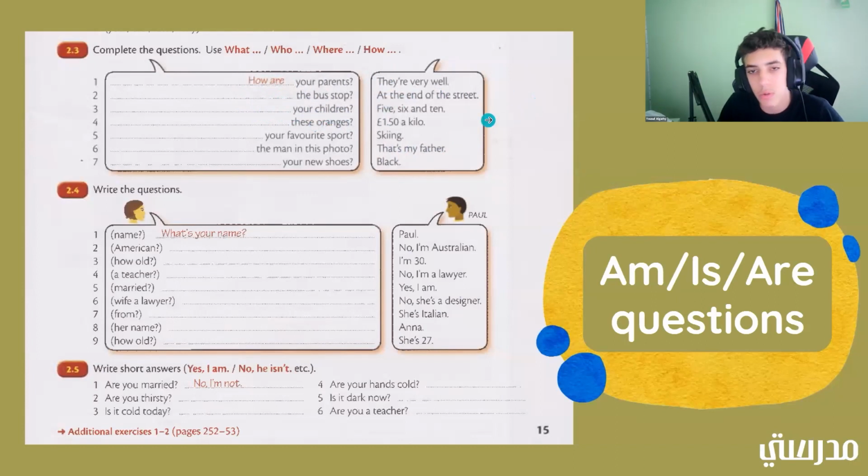So what this one is, we probably need to read the answer before we do this one. So blank your children, and then it says 5, 6, and 10. Okay. So you're right. How old are your children? Okay. So that's what would that be? So they would be the last one, number 4. How old are your children?